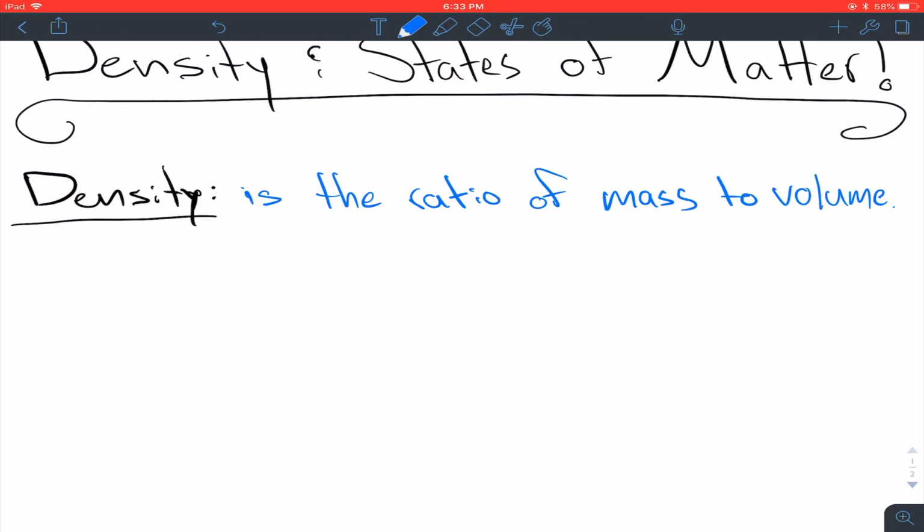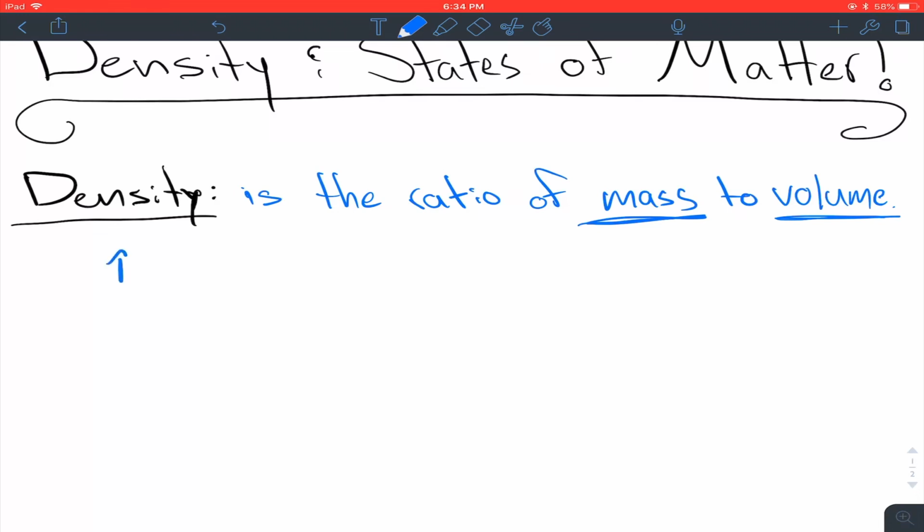And we had the idea from our lab that less dense things float on more dense things. So when we had our oil and water, the oil was less dense than the water, so the oil was on top. The official definition for density is the ratio of mass to volume. So really, if we have something that has a really, really big volume and a really small mass, it'll be very, very low density. If we have something with a really big mass and a really small volume, it'll be very dense.